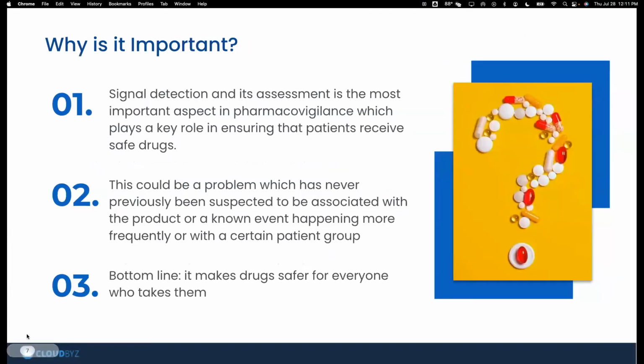All right, so just to drill a little bit deeper as to why this is so important, we know that signal detection and assessment is the most important aspect in pharmacovigilance, and it plays a key role in making sure that all of the drugs that we take are safe, right? If we just look through our own medical history, we're all taking some sort of pill or some sort of drug. Many of us take them maybe every day for certain conditions, or certainly when we get sick, right? Whether it's the Tylenol that we take if we have a really bad headache, or the new Paxlovid drug that has just been approved by the FDA for COVID treatment.